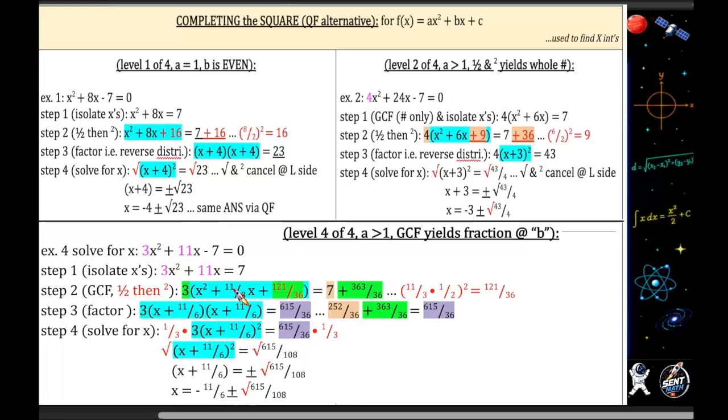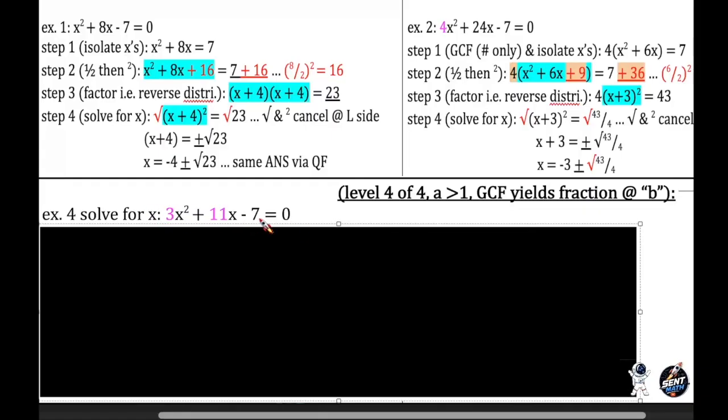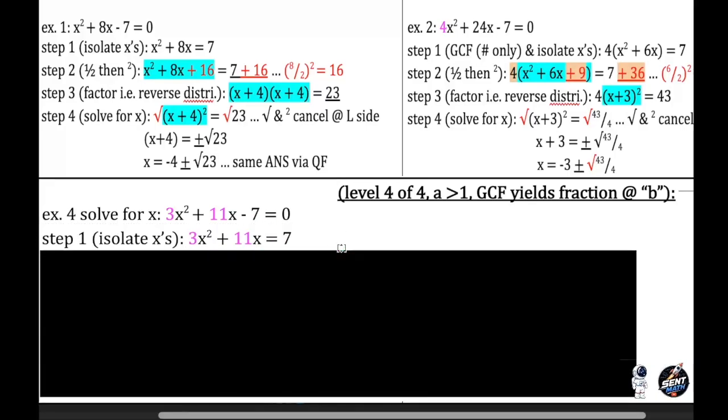So let's start from the top with level 4. Now, this is your original function for a level 4 type problem. The first thing we're going to do is the same thing we've always been doing, which is we're going to get the x's by itself by adding a 7 to both sides. That's how we get to this second line over here.